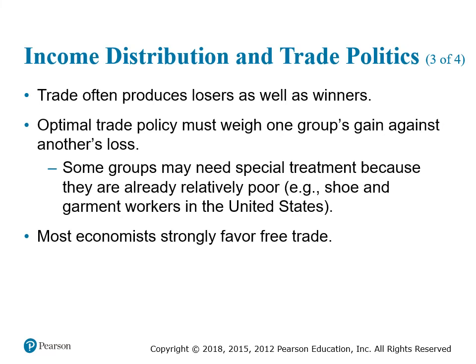So according to this theory, trade often produces losers as well as winners. Some people will be the winners after a country engages in trade, and some people will be losers. And an optimal trade policy would be the one which weighs one group's gain against another group's losses. So you see how much a country gains and how much a country loses in order to come up with an optimal trade policy.